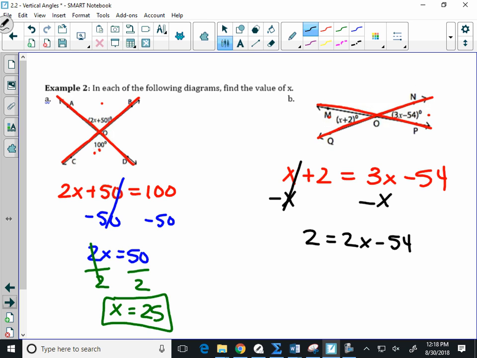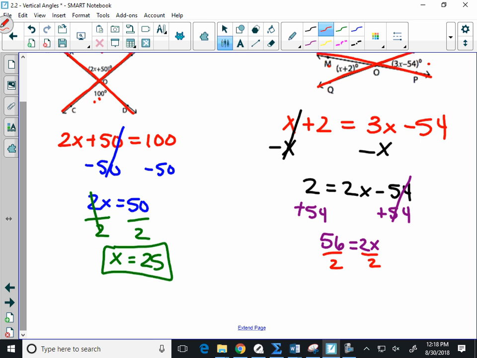Josh, what's our next step going to be? What do we have to do with the 54? Yeah, put it on the other side. Good, we have to move it to the other side by adding 54, which gives 2x equals 6... And then our very last step when solving, Maddie, what are we going to do? We get x equals 20.